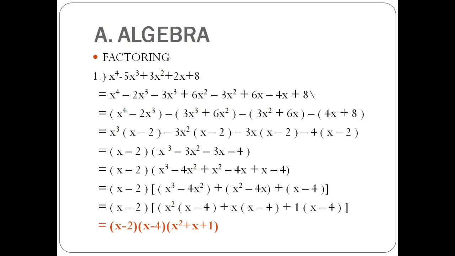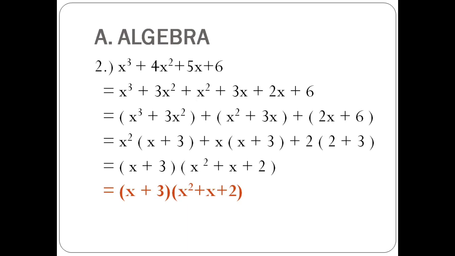It will become (x minus 2) and x squared (x minus 4) plus x (x minus 4) plus 1 (x minus 4). So the x squared, x and 1 are common factors while x minus 4 is the common binomial factor. So we need to factor out the x minus 4 from the expression. So the final answer is (x minus 2)(x minus 4)(x squared plus x plus 1).